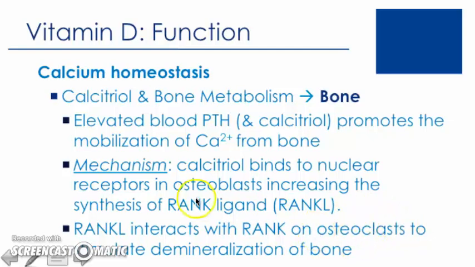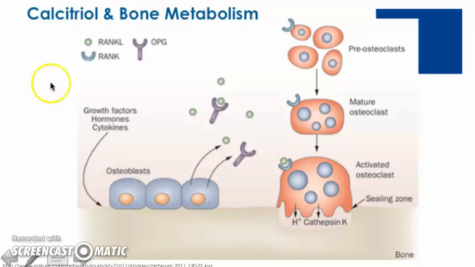So it's somewhat of an indirect effect and function of calcitriol on the osteoclast, because it actually interacts with the osteoblast cell with the binding to its nuclear receptor, increasing the RANK ligand, which then will bind to the RANK receptor on the osteoclast, and this binding of the ligand to the receptor will increase osteoclast activity and the demineralization of bone. So we see here a diagram of this process.